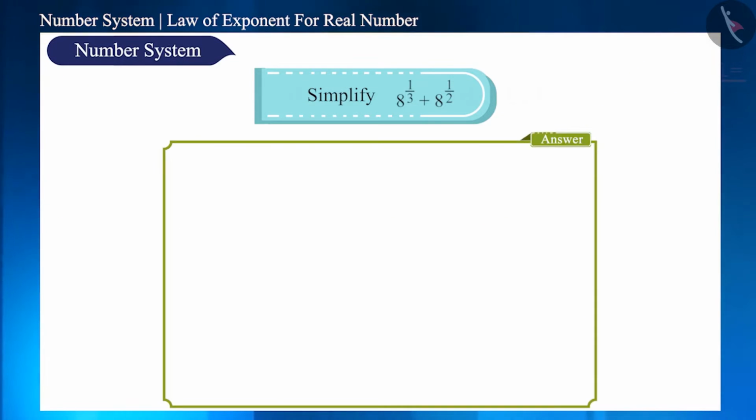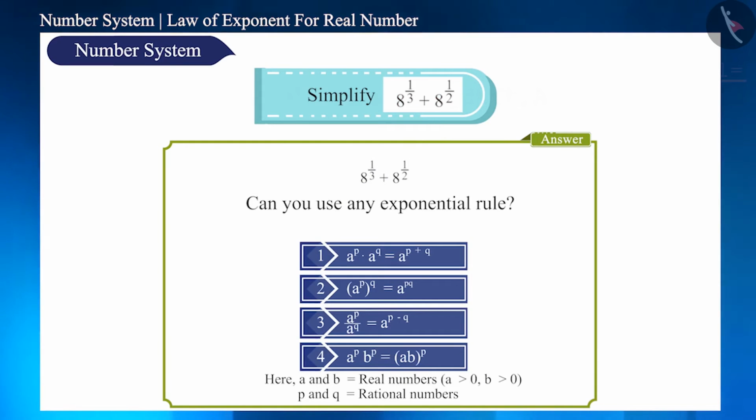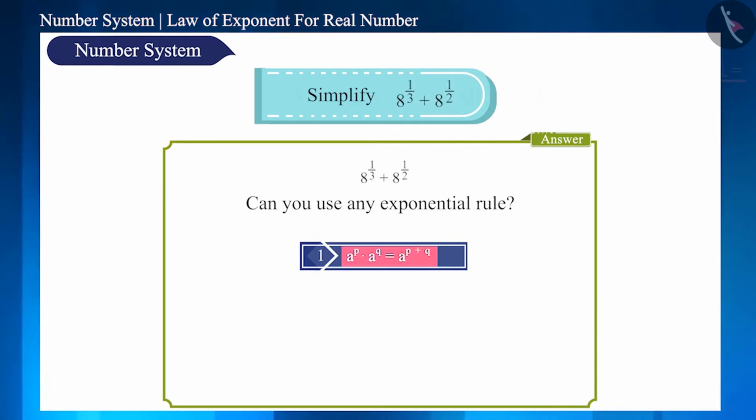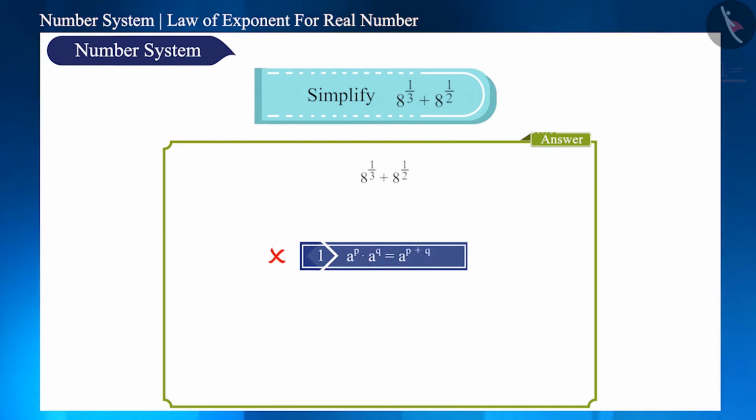Look at the question carefully. Can we use any rule of exponents here? If you are thinking that here we will use this rule of exponents, then it is wrong. If the question has a symbol of multiplication, we can use this rule. But this question has a sign of addition here, so we cannot use this exponential rule to simplify it. We can write it in this way.